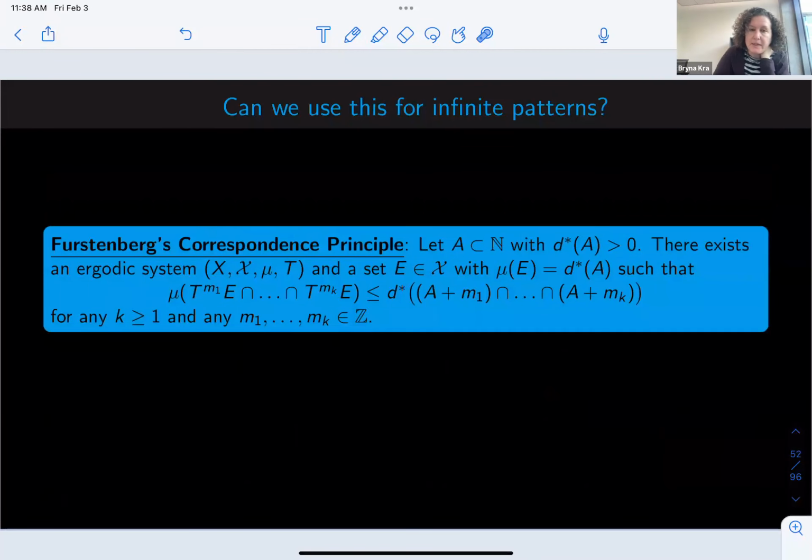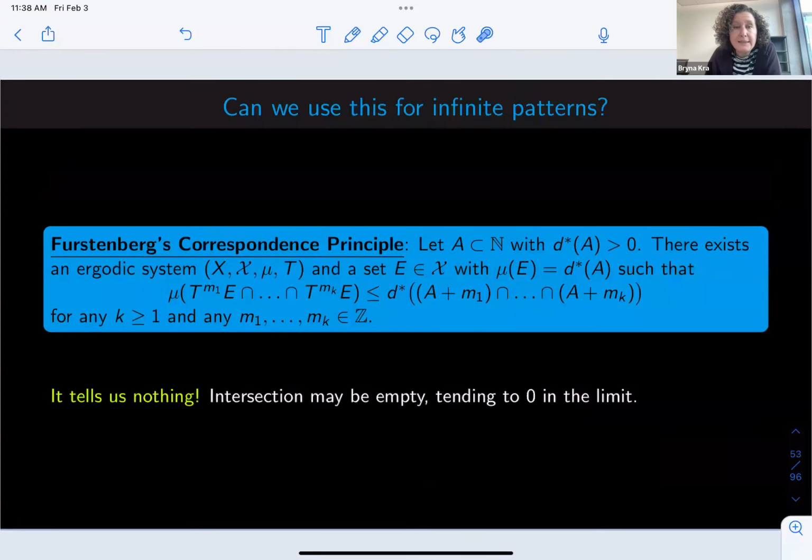Okay. So the goal, as I said at the beginning, is we want to apply this for infinite patterns. Because right now, all of the patterns we discussed of applying first-order correspondence were arithmetic progressions. I gave you an example of polynomial progressions.